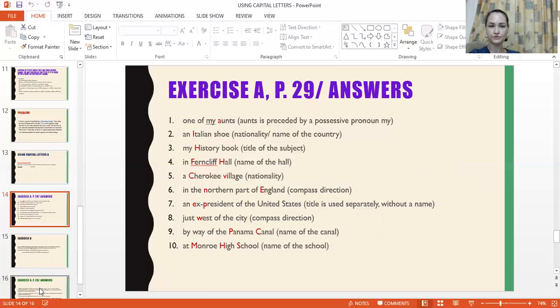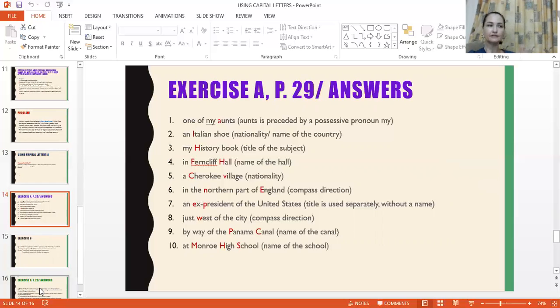An Italian shoe. Italian is capitalized because it's a nationality, name of the country. My history book. History is a title of a subject, name of the course, your school course, such as chemistry, biology, science, history, and so on. We do capitalize names of courses. Now, in Ferncliff Hall, it's the name of the hall, so we capitalize both words.